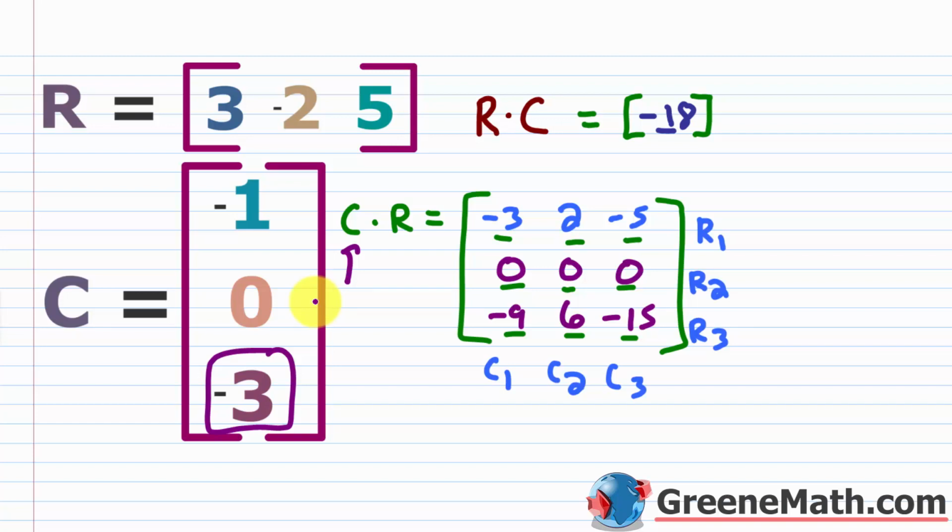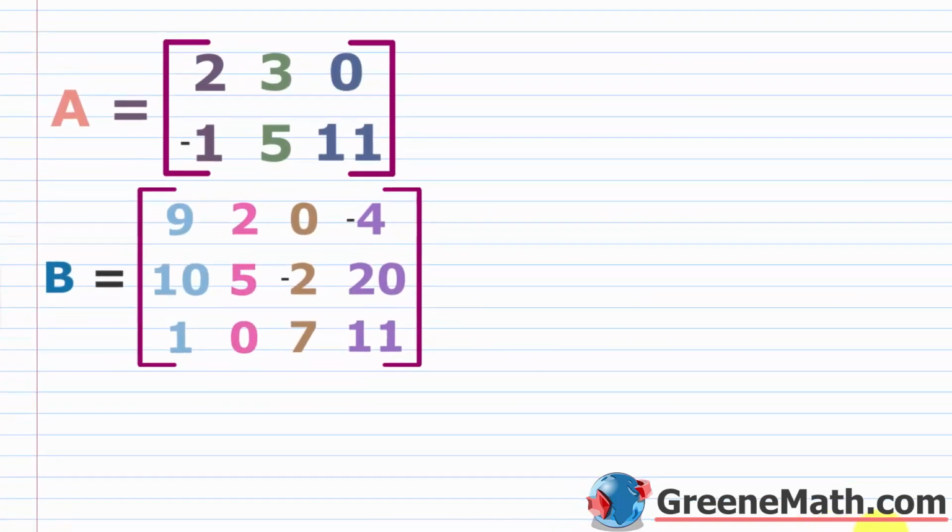Okay, so you see that R times C is -18, that one entry for that matrix, and C times R is not the same, right? They're not equal to each other. Completely different size. This guy has -3, 2, -5, 0, 0, 0, and -9, 6, and -15 as its entries. All right, so let's go ahead and look at a tougher example now.